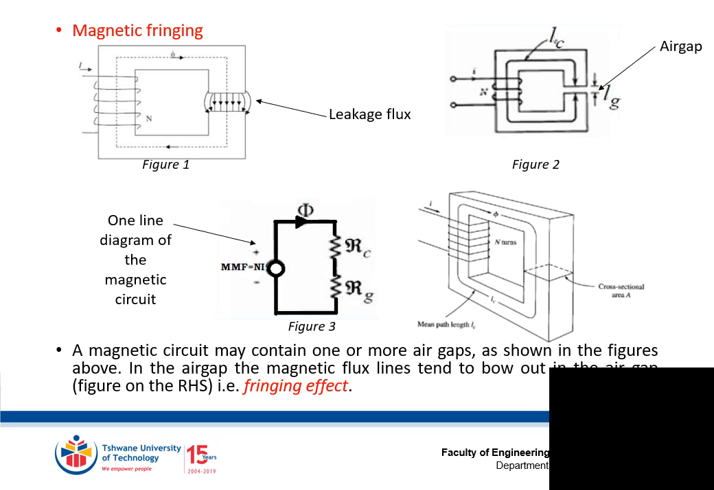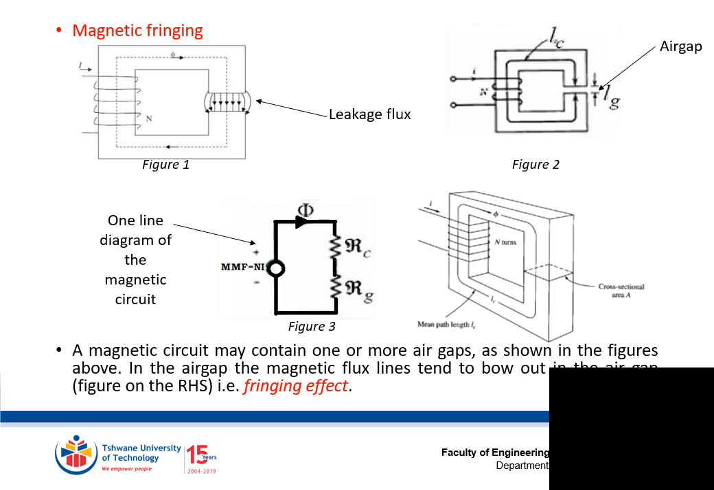Magnetic fringing. The spreading of the flux lines outside the common area of the core for the air gap is called fringing. A magnetic circuit may contain one or more air gaps as shown in the figures above. In the air gap, the magnetic lines tend to bow out of the circuit, as shown on the one on the right hand side. Because of the air gap, some of the magnetic field flux lines will bow out. This is called the fringing effect.